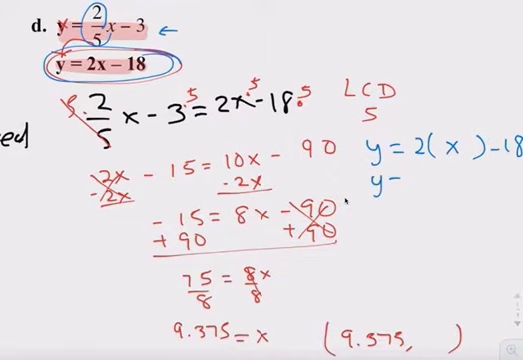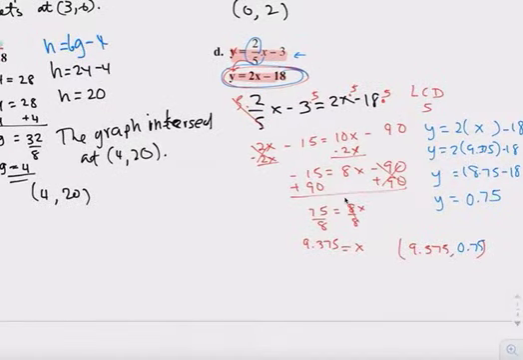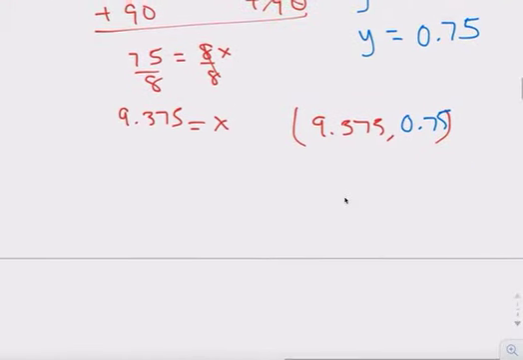So y equals 2 times 9.375 minus 18. So times that by 2. This is 18.75 minus 18. Y equals 0.75. So the two lines will meet at exactly, we get the exact point.